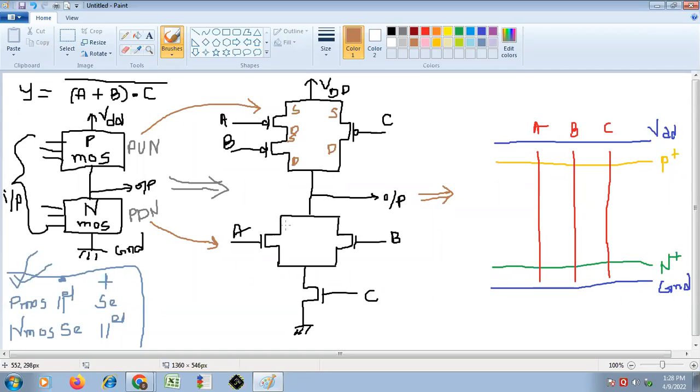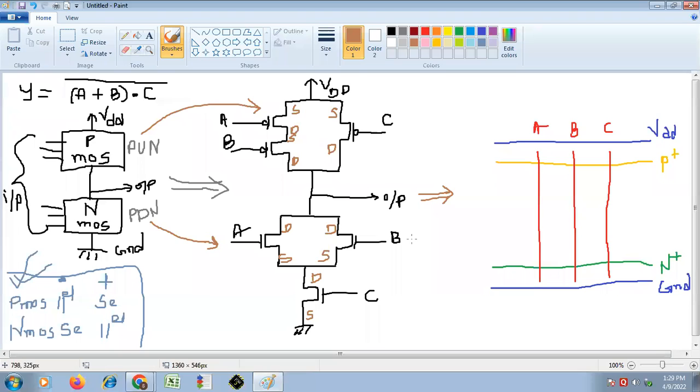Obviously we are taking output from the drain, so this will be a drain, this will be a source, again this will be a drain, and this will be a source. Okay, we have to mark these terminals so that for our understanding it becomes easy to draw the stick diagram from this marking.